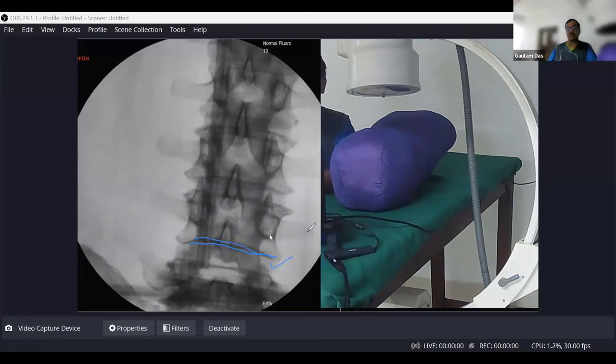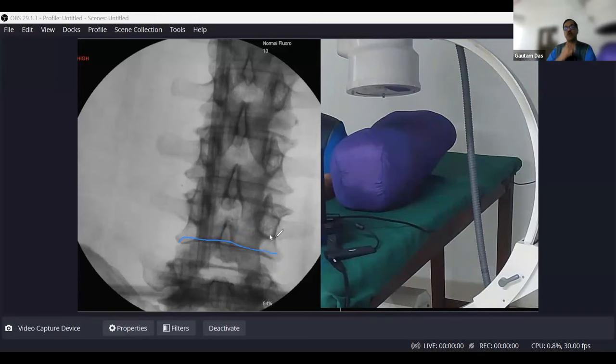So what was the first step? First step is to have a true AP image. How to make a true AP image? To bring the spinous process in between the two pedicles so that it is equidistant. This is the first step. Next step is to make the end plate parallel, in a single line.